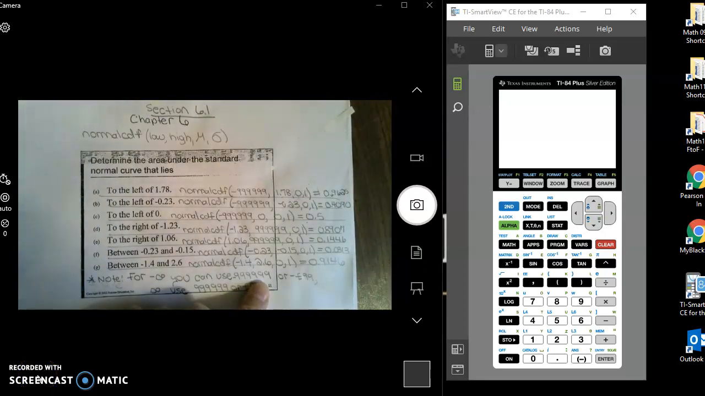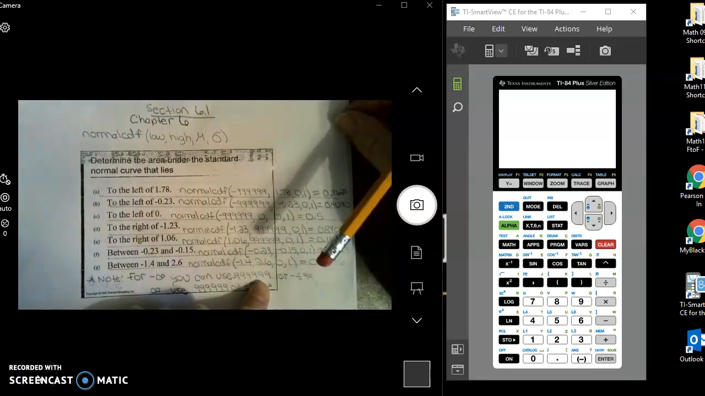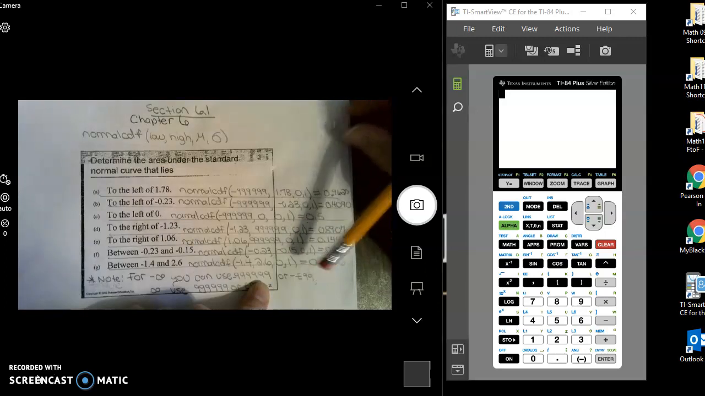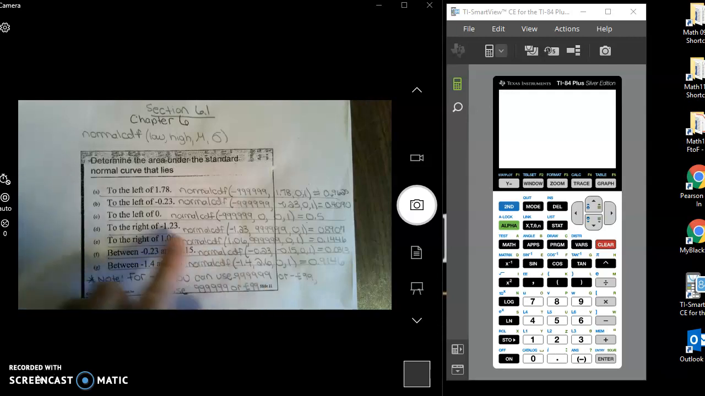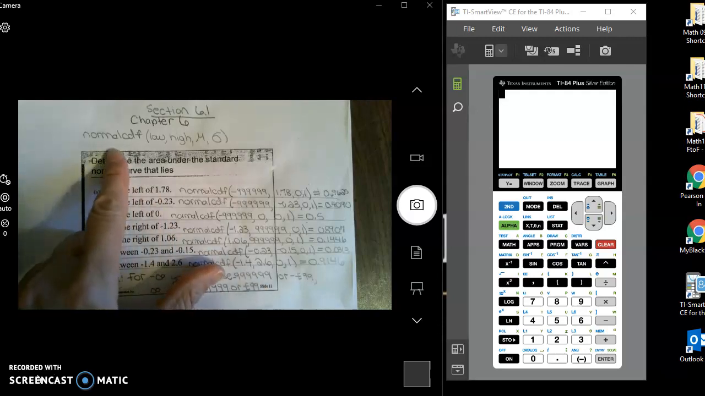Hi, this is an example I normally do in my face-to-face classes. I will put a copy of this on Canvas as well as a blank copy. I do a couple examples from 6.1 to give you an idea about the calculator. The keys we're going to use are normal CDF and inverse norm.